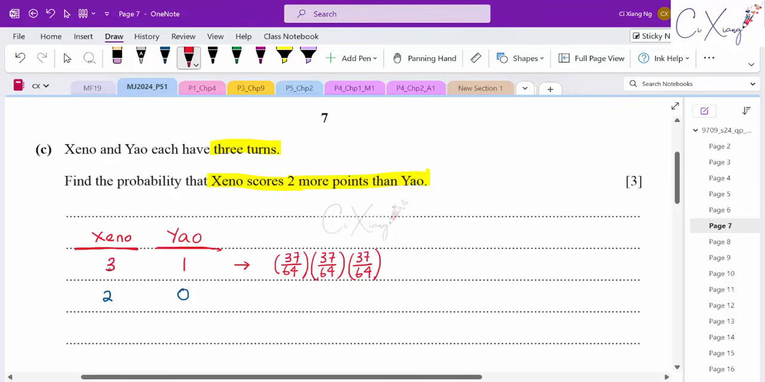This means you obtain a 4, so you get 1 point, 1 point, 1 point. And at the same time, Yao has only scored 1 point in 1 turn out of the 3. So if I want to calculate the probability for Yao, let's have a look like this.